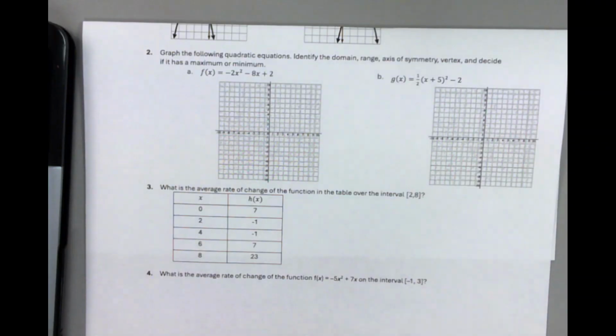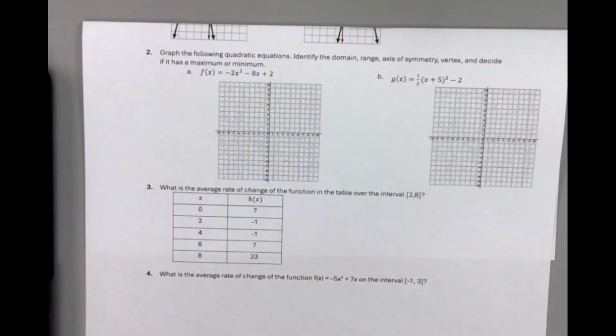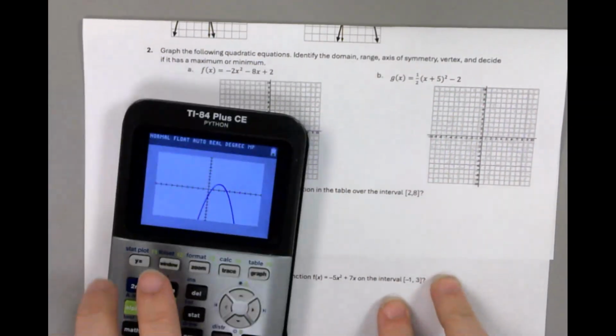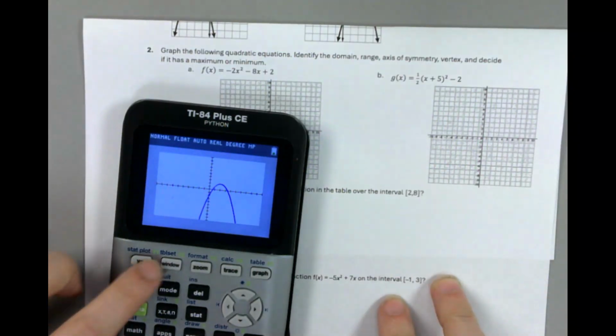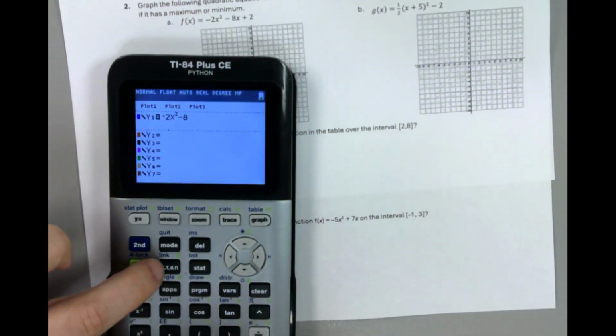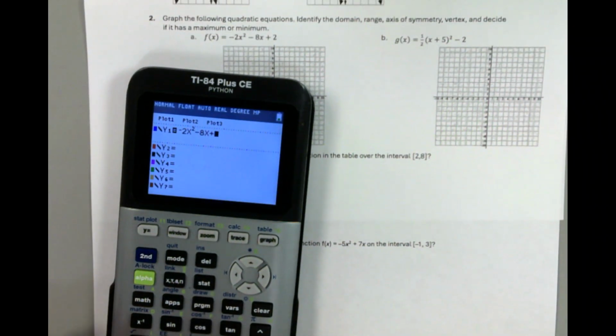Okay, how we're going to graph these. There's a million different ways to graph this. It's going to keep making that chirpy sound every time I refocus it. I think the easiest way is to put this in your calculator and look at the table. So I'm going to put this function into my calculator. Negative 2x squared minus 8x, and make sure that you're using this button for x, not the alpha, plus 2.